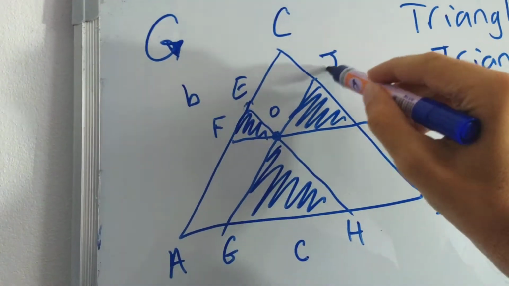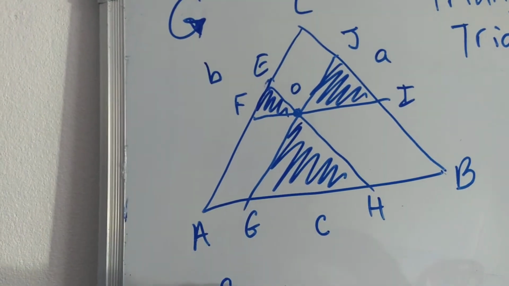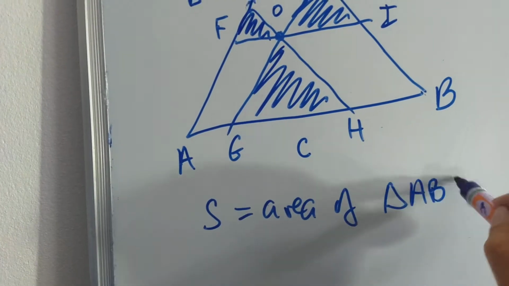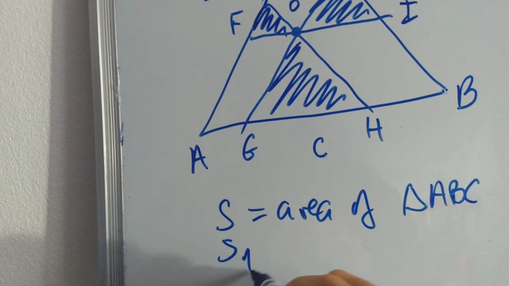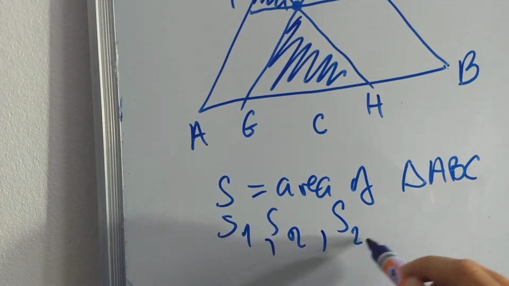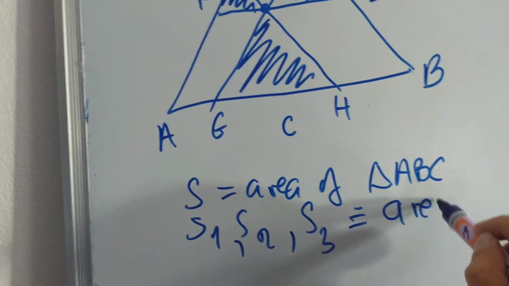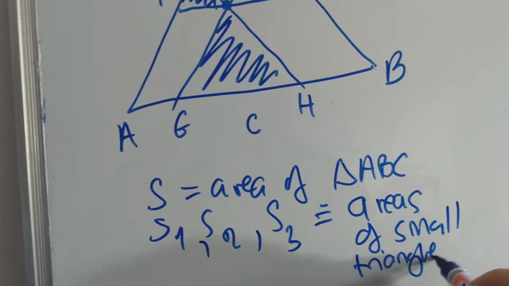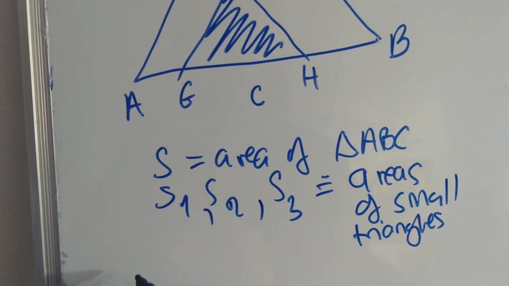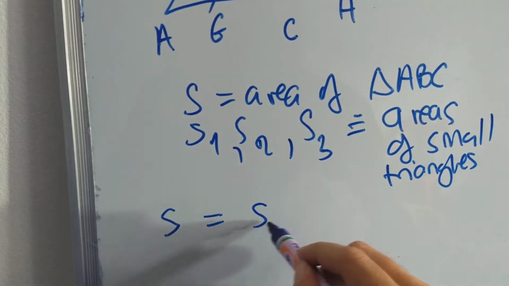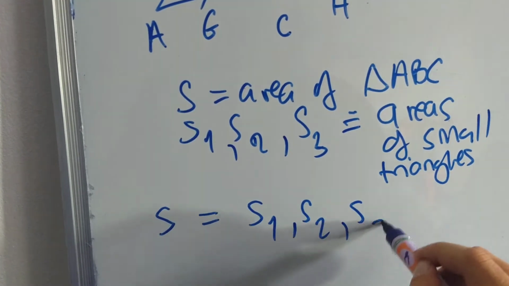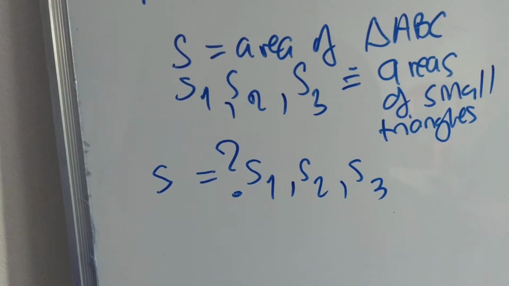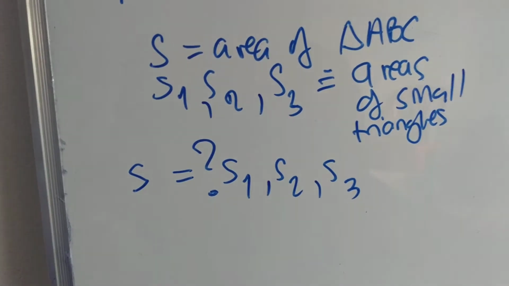G, H, I, J. Now the question is this: if S is the area of the big triangle ABC, and S1, S2, and S3 are the areas of small triangles, then the question is, what is S in terms of S1, S2, S3? What is S? Can you express S in terms of this? And yeah, you can. The answer is really astonishing.